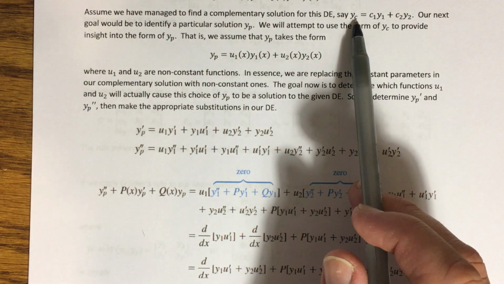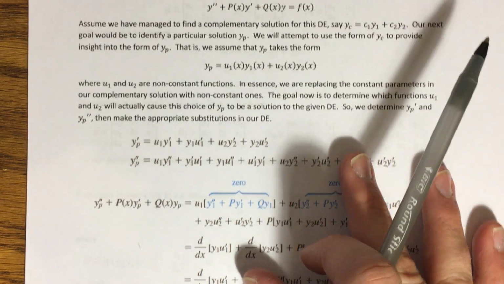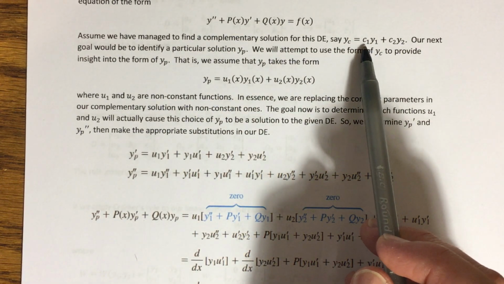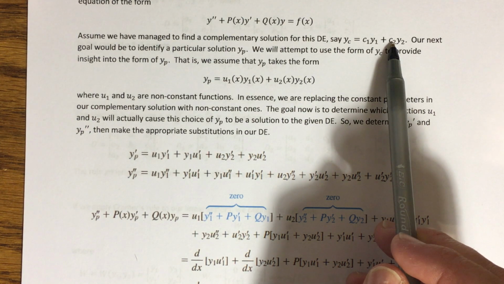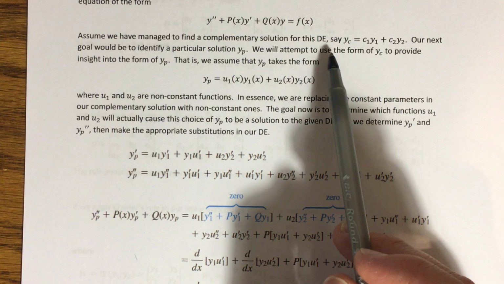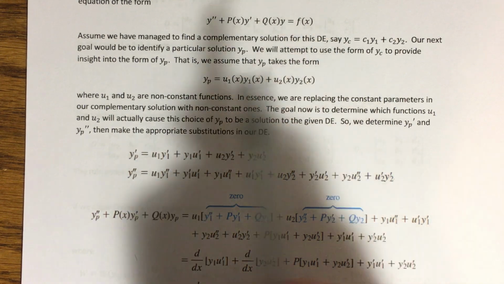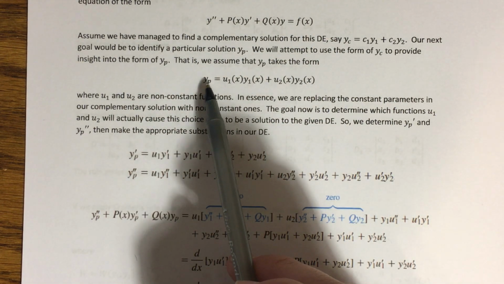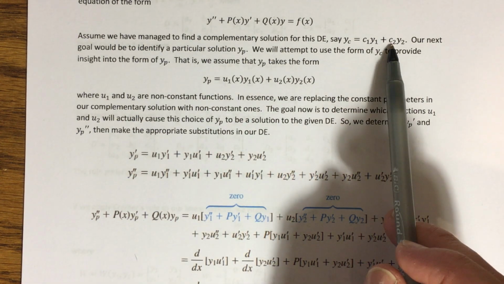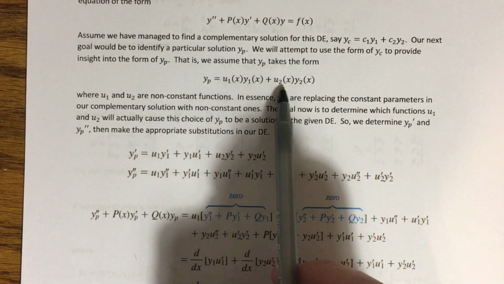The complementary solution to this DE involves these constant parameters, C1 and C2. And what we're going to do is say, let's suppose that we're able to find a particular solution by changing these constants, C1 and C2, into functions of x.